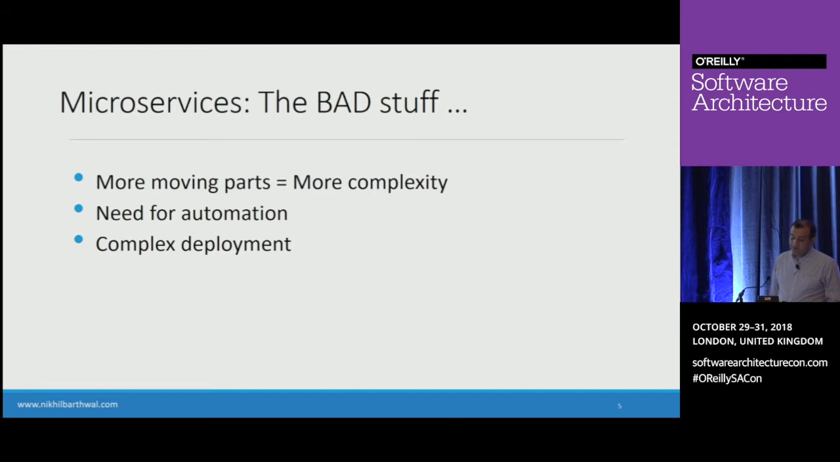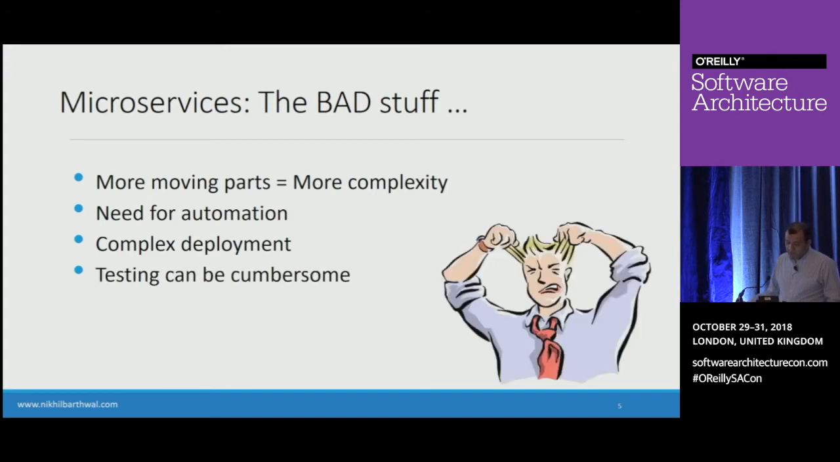You obviously have a complex deployment problem, because rather than deploying everything at once, you now have the concept of partial deployment, right? You have one set of services running in production with one version. They expect a contract between the services. Now if you have changed the contract between services, it can get really nasty. And obviously, testing can become cumbersome.